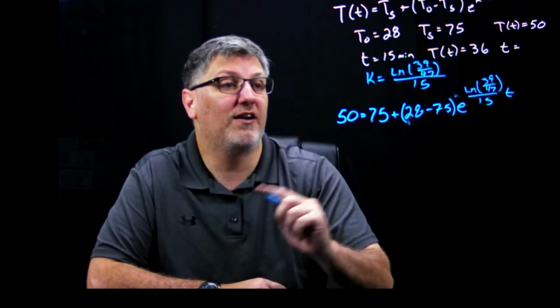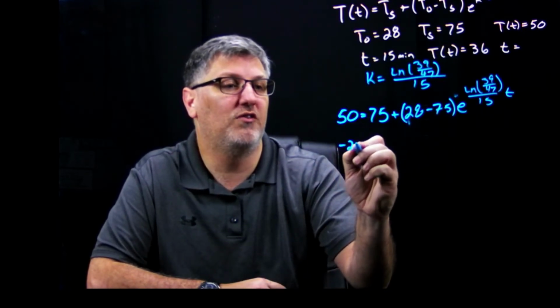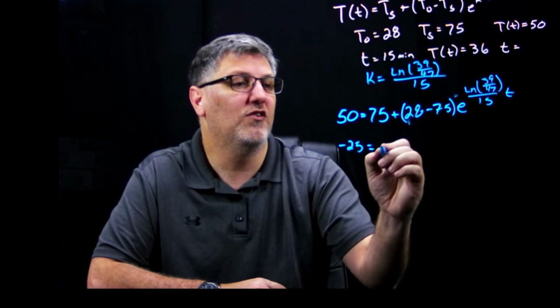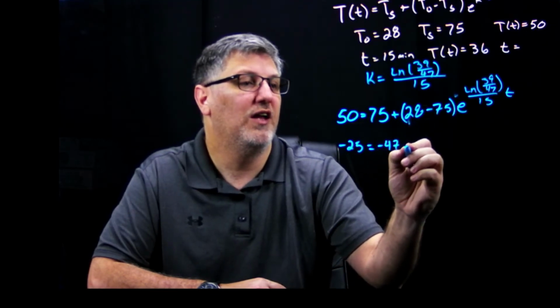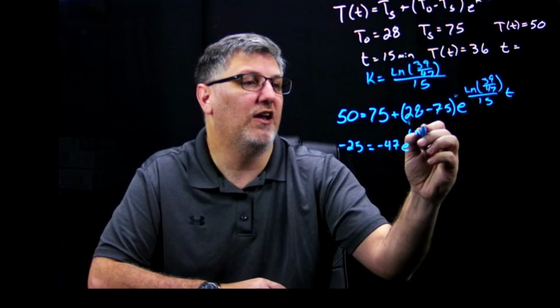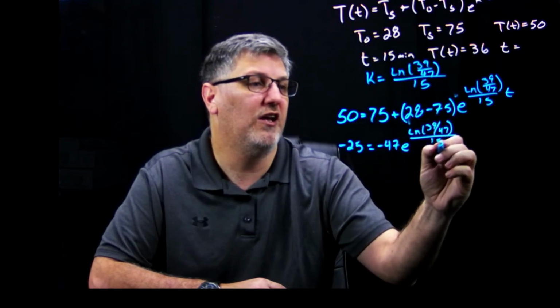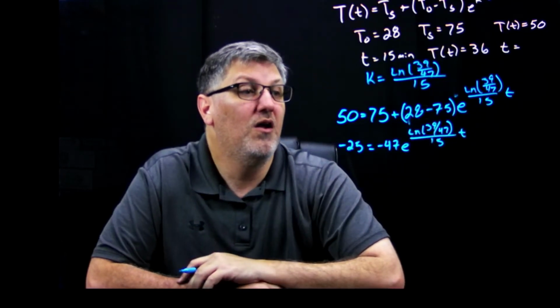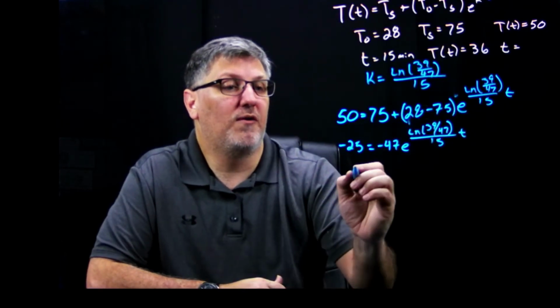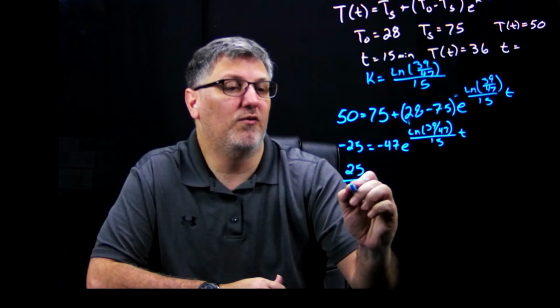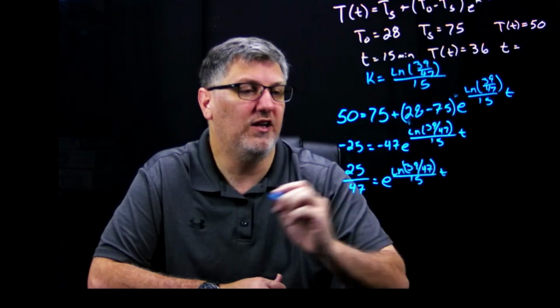So we're going to subtract 75 from both sides, and I've got negative 25 equals, well, this is negative 47 e to the ln of 39 over 47 divided by 15 t. All right, divide both sides by 47. I've got 25 over 47 equals e to the ln of 39 divided by 47 divided by 15 t.